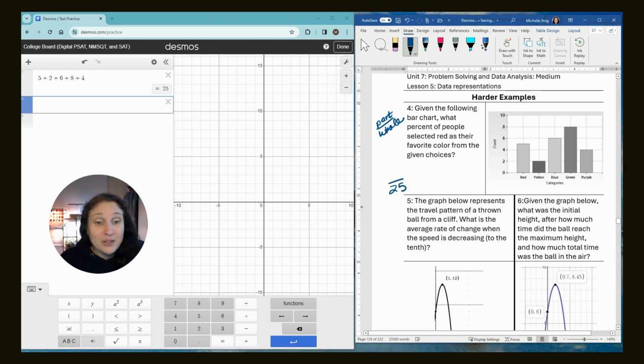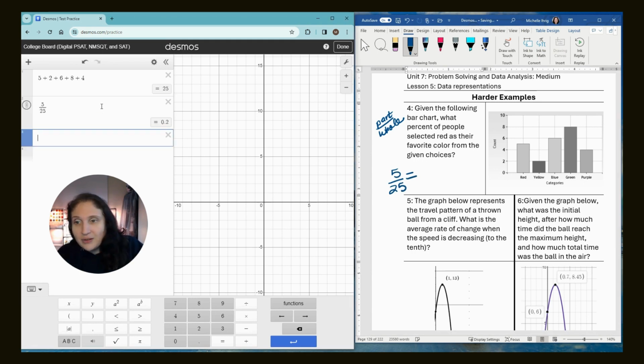How many of them liked red? 5. So now we just do our decimal, 5 divided by 25, which I'm sure most of you did in your head, but we get 20%. So we get 0.2, and then we have to multiply that by 100 to get 20% of people.